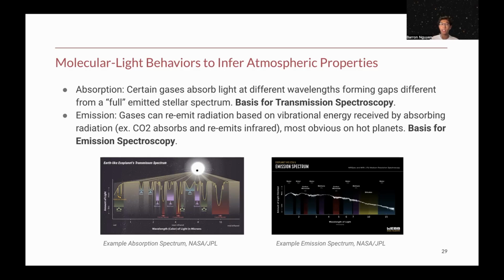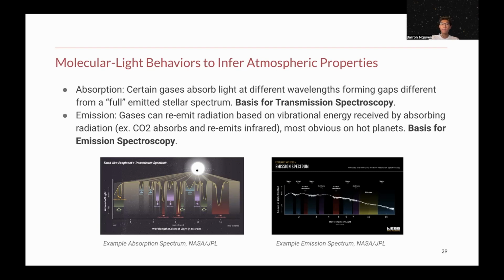Gases can re-emit radiation based on vibrational energy received by absorbed radiation. And when I mean vibrational energy, for example in water, we have two hydrogen atoms bonded to the oxygen, and they vibrate a little and twist and turn. And these can re-emit at certain wavelengths as well. This is most obviously used on hot planets, because hotter planets have more emitted radiation at a higher temperature. So this is the basis for emission spectroscopy.